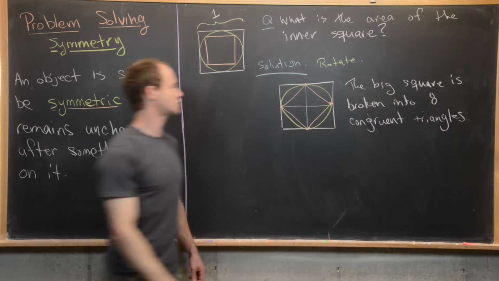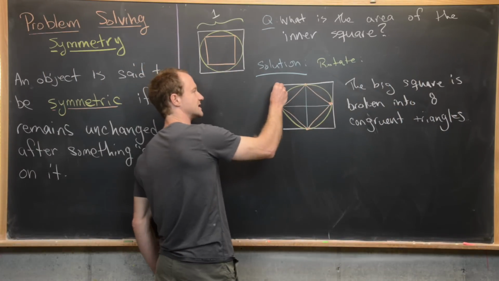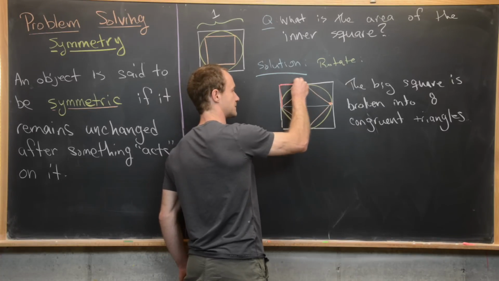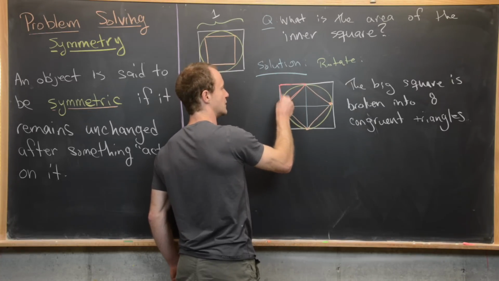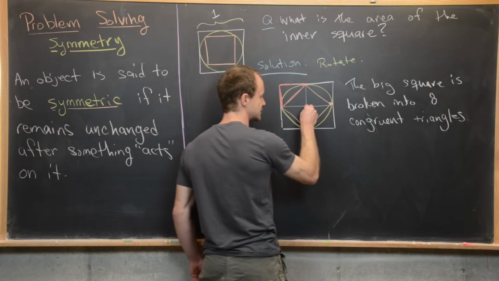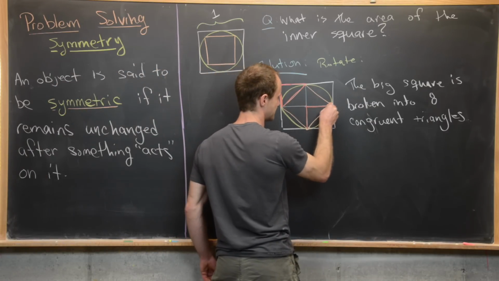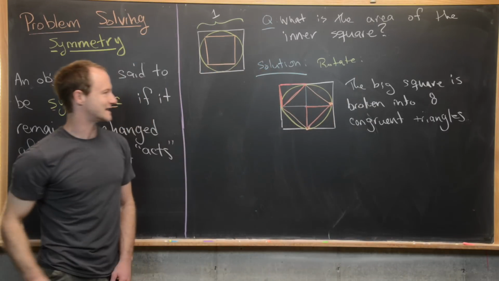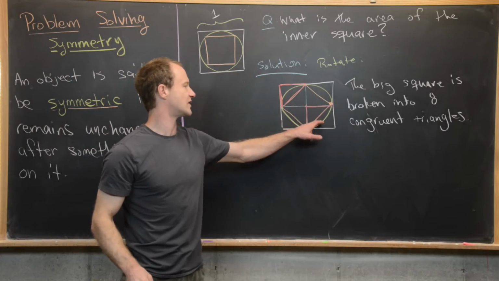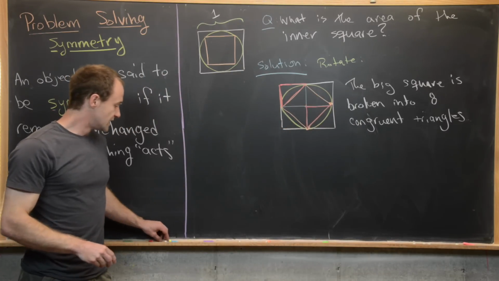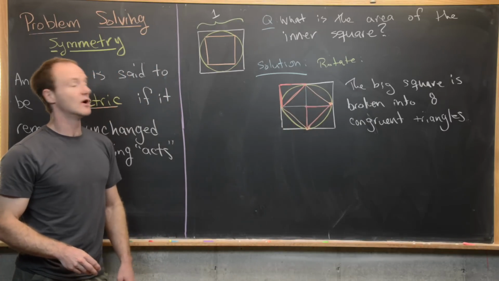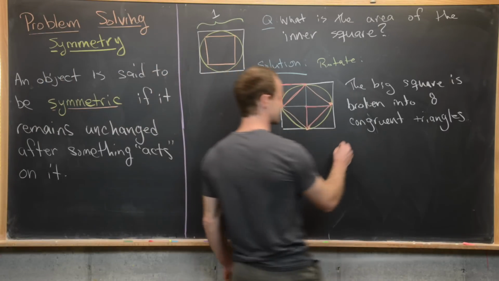So what are those triangles? Maybe I'll bold some of them. Here's one of the triangles right here. That would be one of the triangles, for instance. And then another one would be this triangle right here. But then there are 8 in total. So there's 1, 2, 3, 4, 5, 6, 7, 8. Great. Now the inner square is also broken into 4 of these triangles.